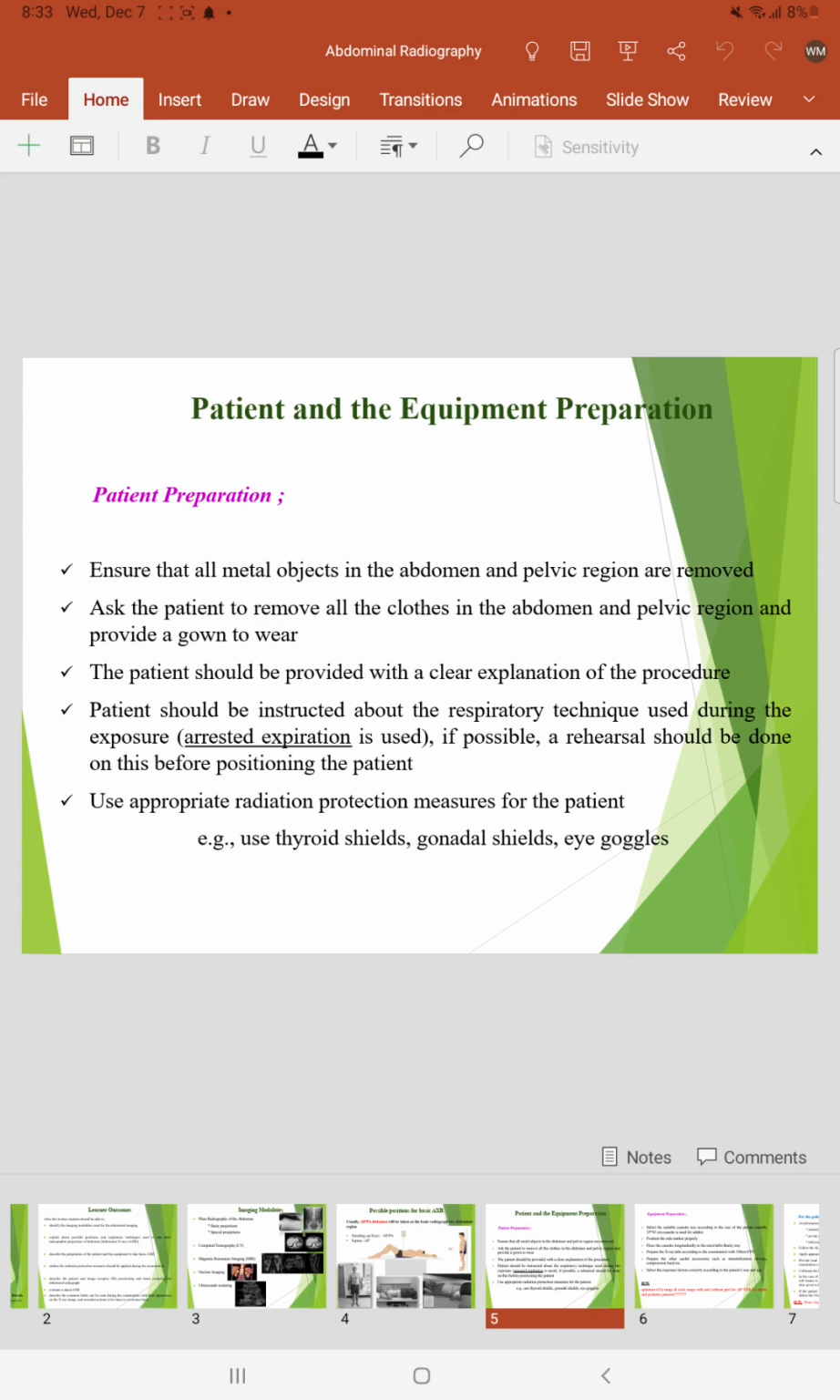Patient should be instructed about the respiratory technique used during the exposure. Arrested expiration is used. If possible, a rehearsal should be done on this before positioning the patient. Use appropriate radiation protection measures for the patient. Use thyroid shield, gonadal shield and eye goggles.